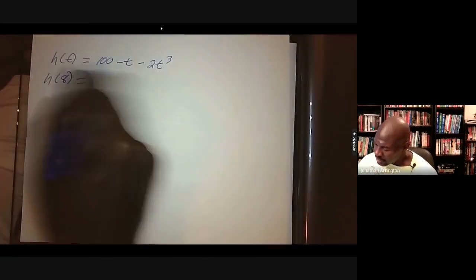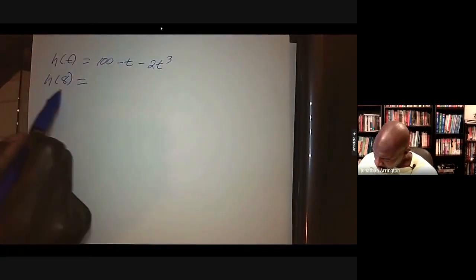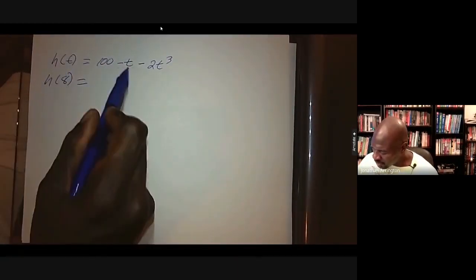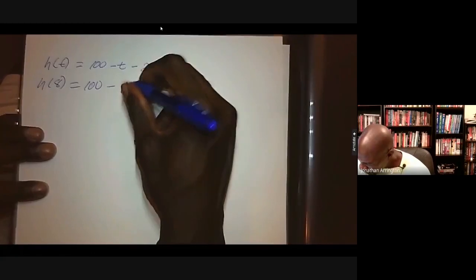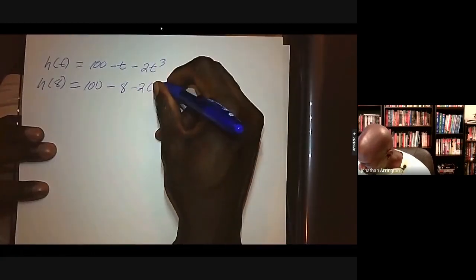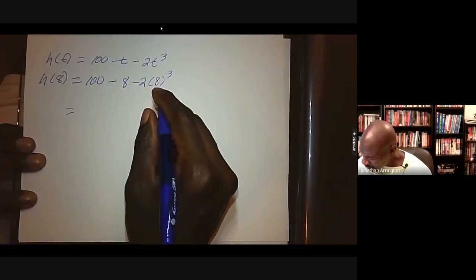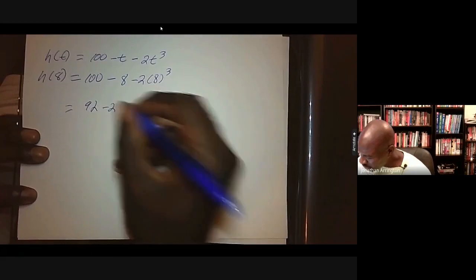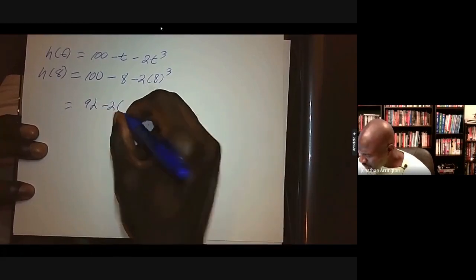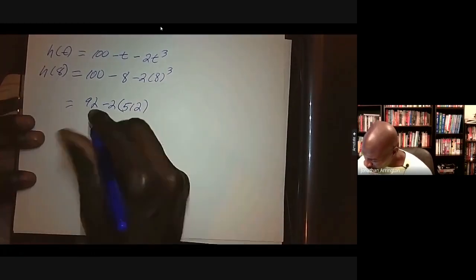And again, this function listed is h of t. And what I've done is replace this t with an 8. So what I'm going to do in this function, everywhere I see a t, I'm going to plug in an 8. So this will be 100 minus 8 minus 2 times 8 cubed. So this is 100 minus 8. Let's just call that 92. And this is 2 times 8 cubed. 8 cubed is 512. So that's 1024.